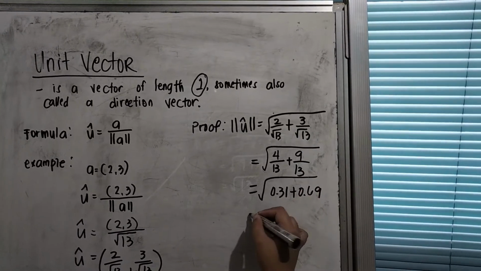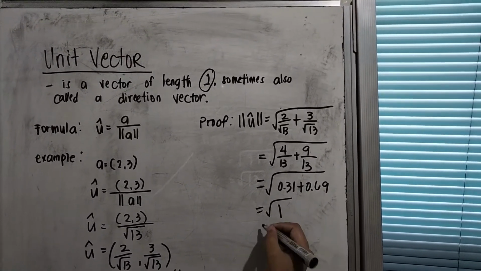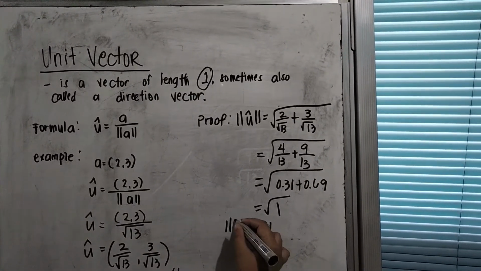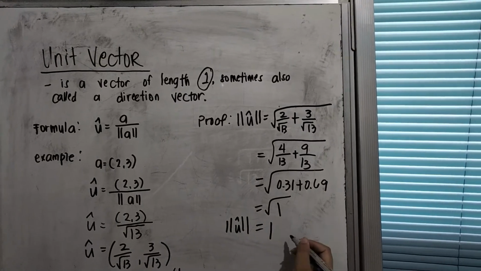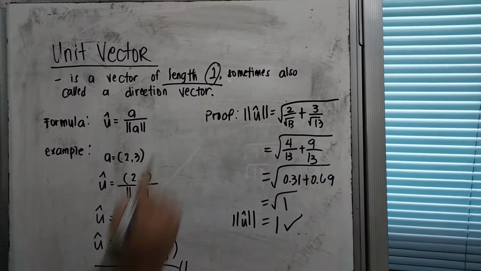So, pag pinag-plus mo sila, square root of 1 ang kakalabasan. And then, square root of 1 is 1. So, ang magnitude of unit vector natin is 1. So, tama. Dahil ang length lagi ng unit vector is 1.